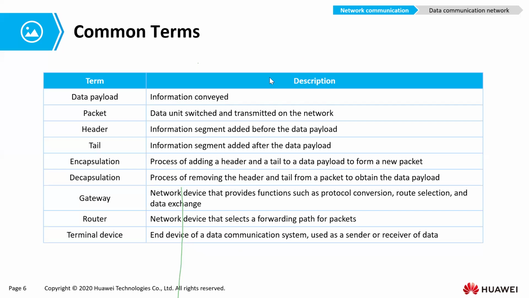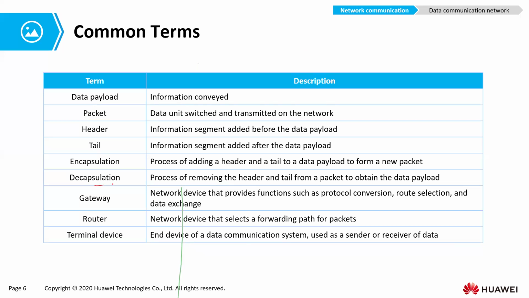By default. Common terms: data payload, that's our information packet. That's a PDU, that's a form of information as well. Header and tail are extra information that is added to the packet during the process here. Encapsulation. Then when we remove the header and trailer, the process is called de-encapsulation.